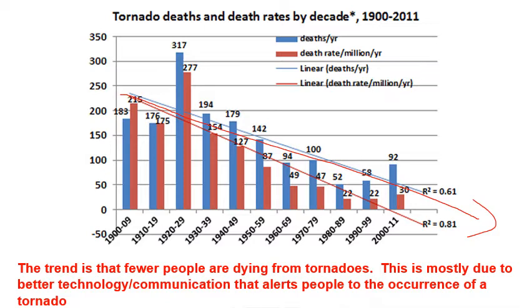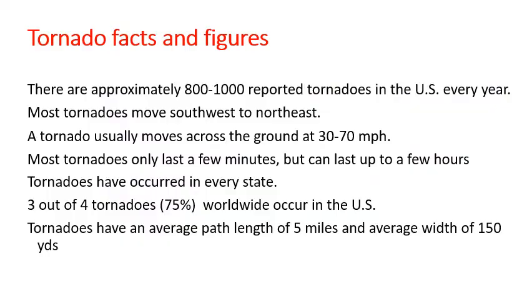But in 1925, when radio was still in its infancy, there was no way to let people know that a tornado was coming. Now we would all find out about it, and we would be able to take steps to get ourselves safe. This is why none of the deadliest tornadoes have happened since 1953.